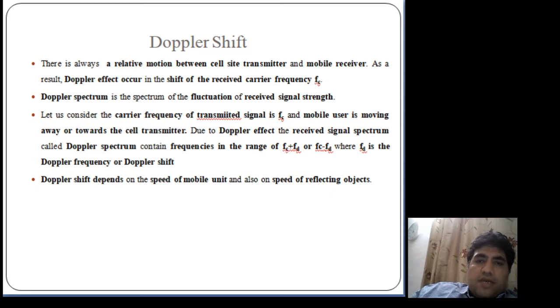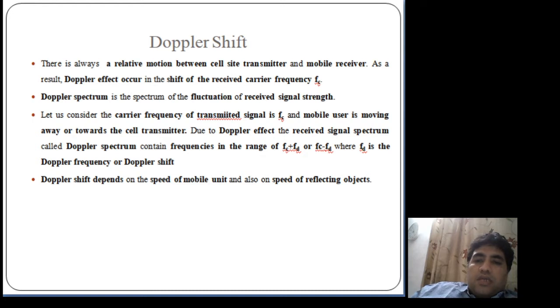Doppler shift arises because there is a relative motion between the cell transmitter and the mobile user. So let us consider a mobile user is transmitting a signal at frequency fc, and it is not a stationary user, and it is moving either towards or away from the cell transmitter. In that case, the frequency will fluctuate, and this fluctuation is because of the Doppler effect.